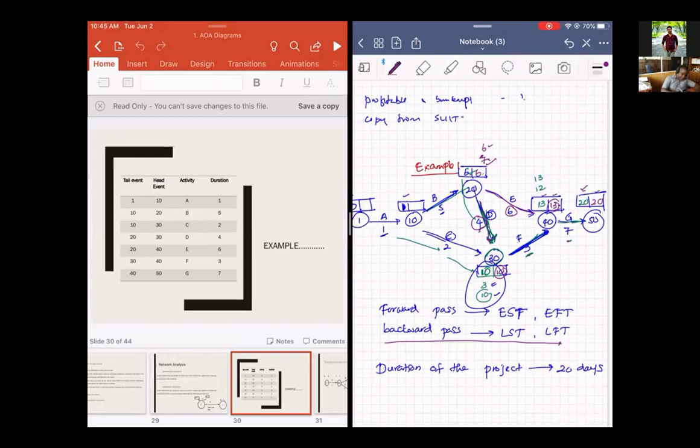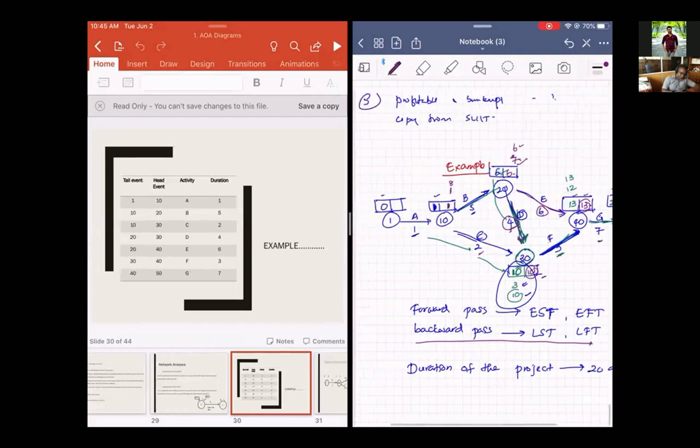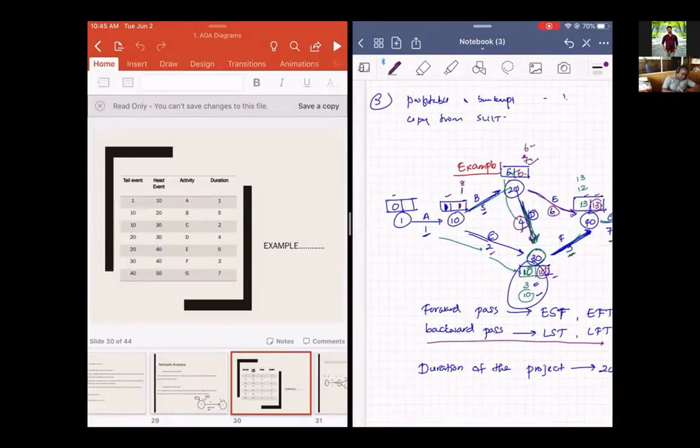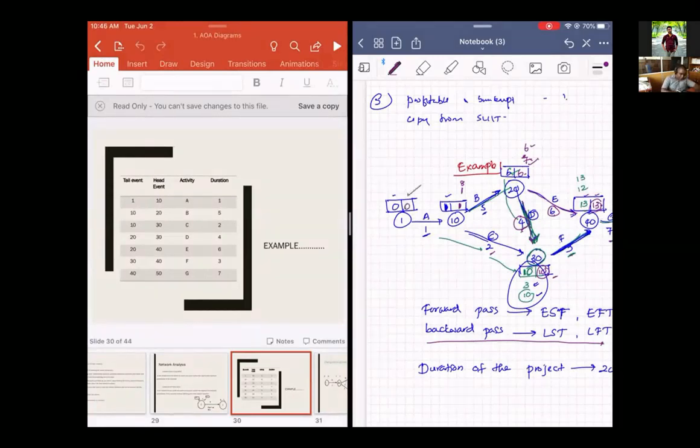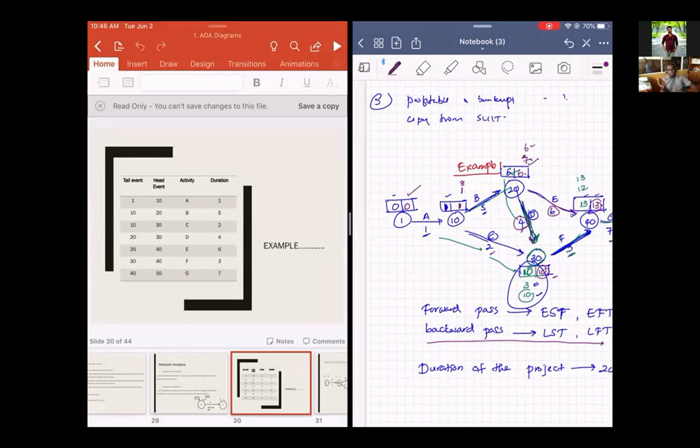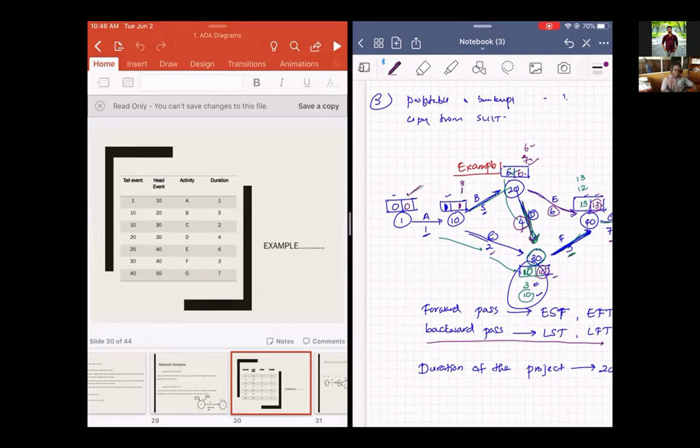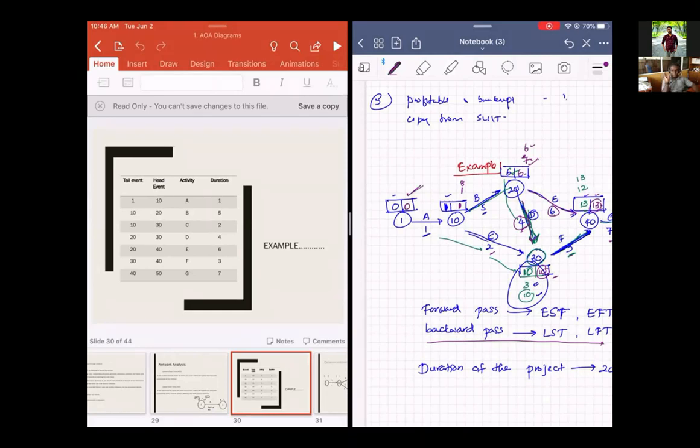Then 6 minus 5 is 1. 10 minus 2 is 8. You have to select the lower value, 1. Here 1 minus 1 is 0. And you have to get 0 here anyway in any activity on arrow, activity on node, whatever the network diagram technique, otherwise there's something wrong in your calculation.